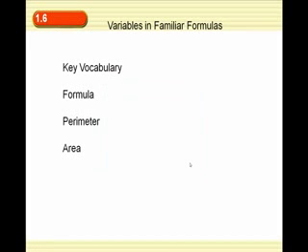8th grade, page 32 in your book, variables and familiar formulas. So we got quite a few notes to take here at the beginning. So first off, we have formula, and a formula is an equation.